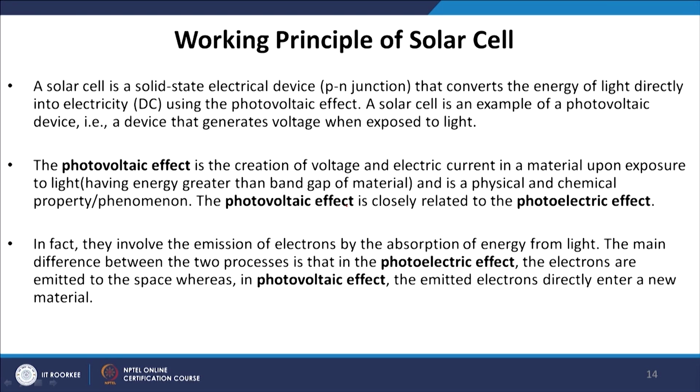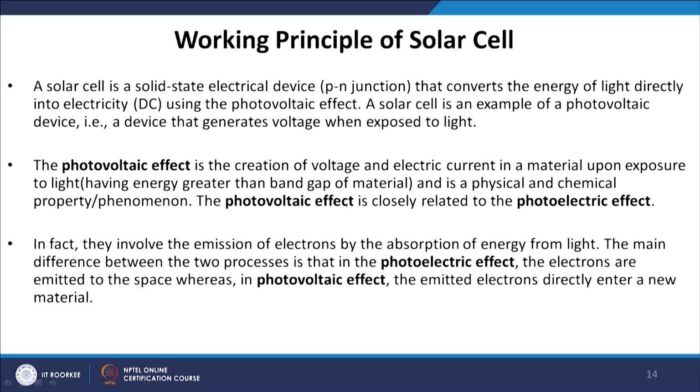So, basically a solar cell is nothing but a solid state device, or a p-n junction diode, that converts the energy of light directly into electricity, but this electricity is DC electricity, using the photovoltaic effect. A solar cell is an example of a photovoltaic device, that is, a device that generates voltage when exposed to light. So, remember, a photovoltaic device generates photovoltage when light is incident on it, and a solar cell is also an electrical device that converts the energy of the light directly into DC electricity by using the photovoltaic effect.